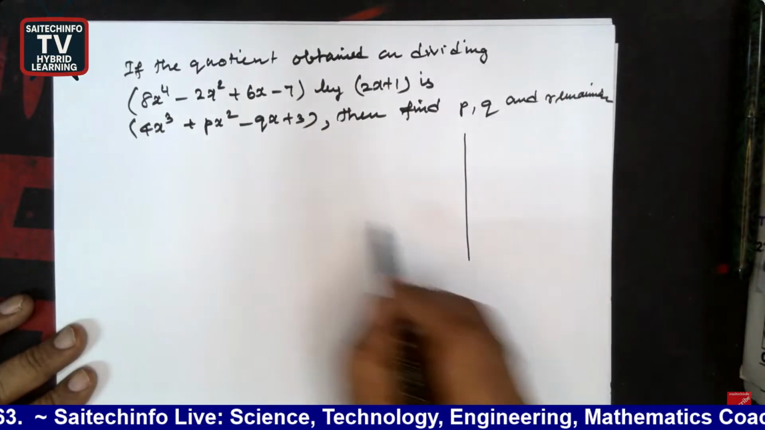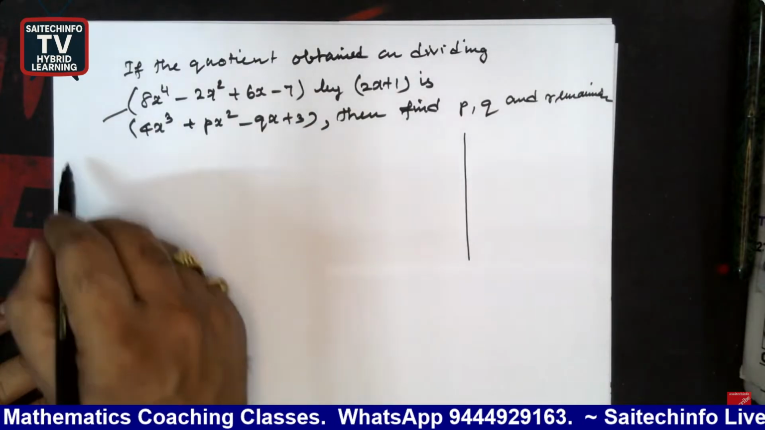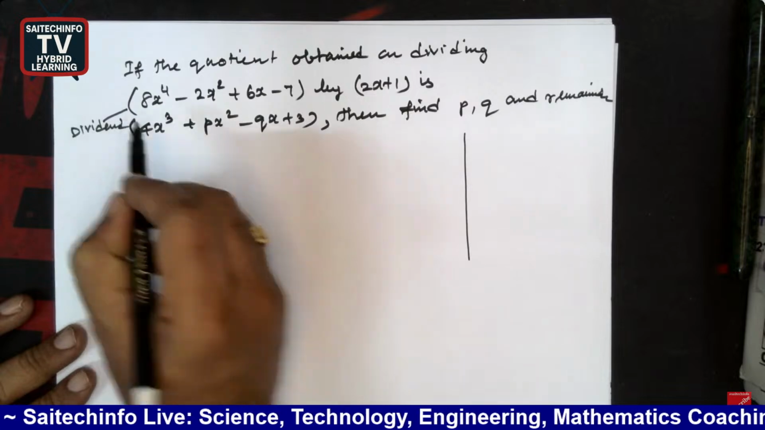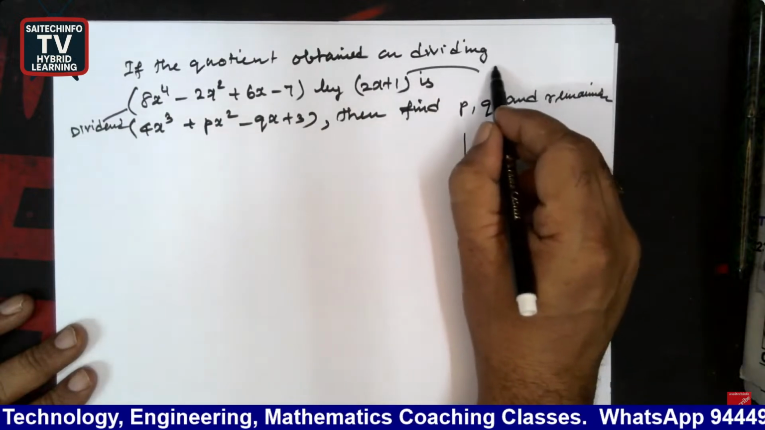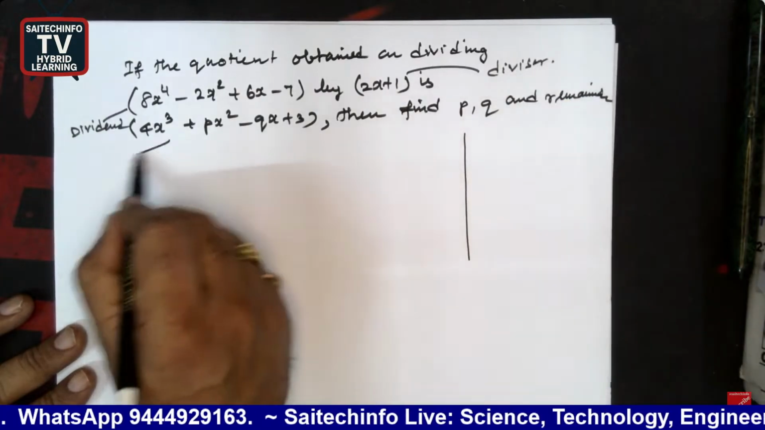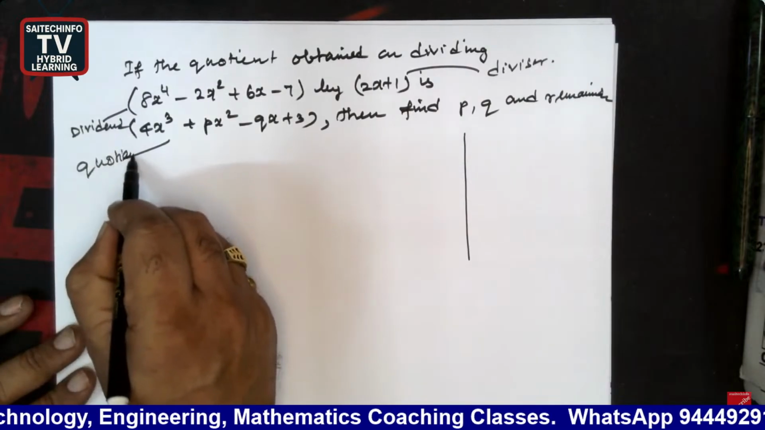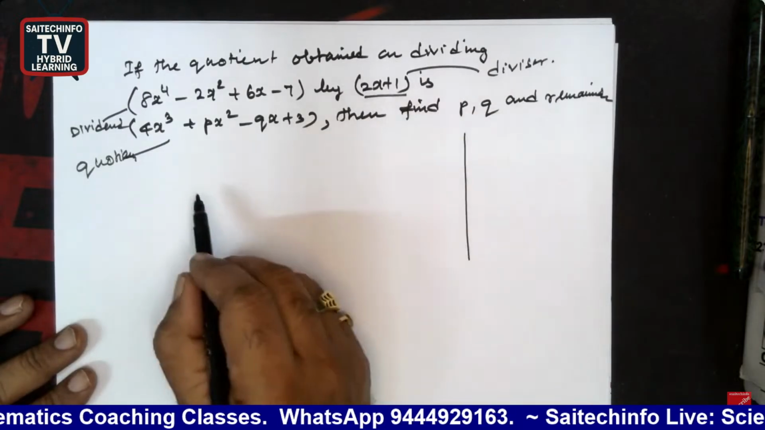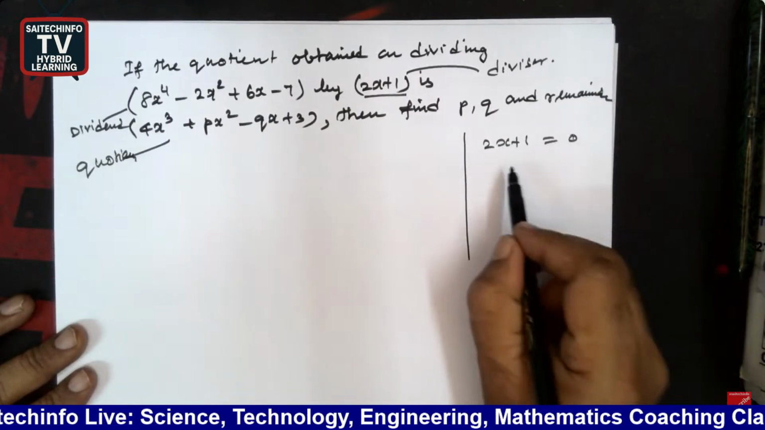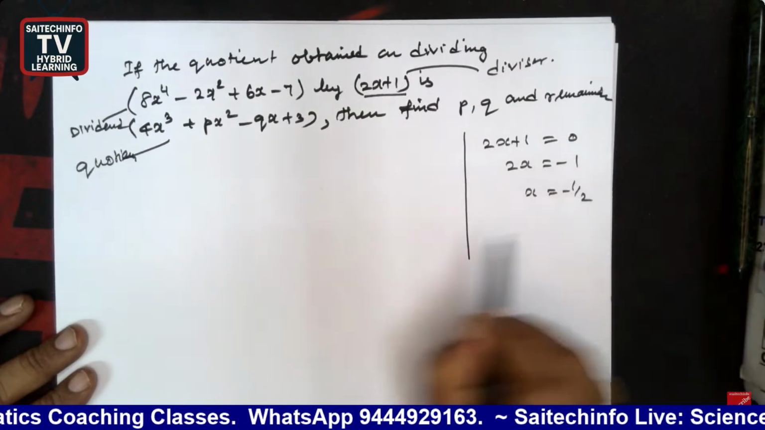Now we know this is the dividend, this is the divisor, and this is the quotient. So what you are supposed to do, take the divisor 2x plus 1 as 0. So 2x is equal to minus 1. x is equal to minus half.